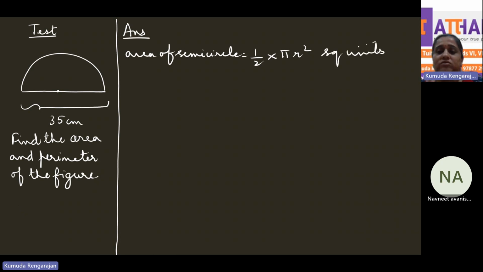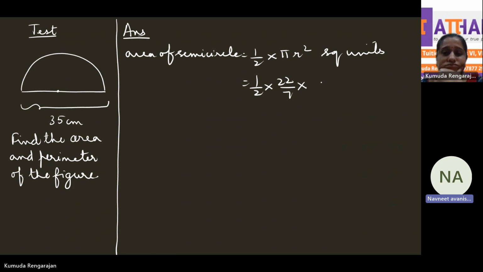So that is equal to 1 by 2 into 22 by 7 into r square. What's the radius? 35 into 35, ma'am. Actually, that's the diameter. What is the radius? Okay, ma'am, 17.5.